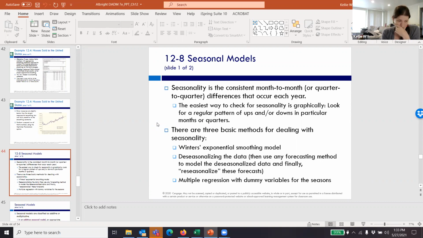So we can deal with seasonality by using Winters exponential smoothing. We can deseasonalize data, which we've played around with in the past. Then you basically deseasonalize the data, do your forecasting, and then re-seasonalize it. Or we can do multiple regression and put in dummy variables for the seasons.